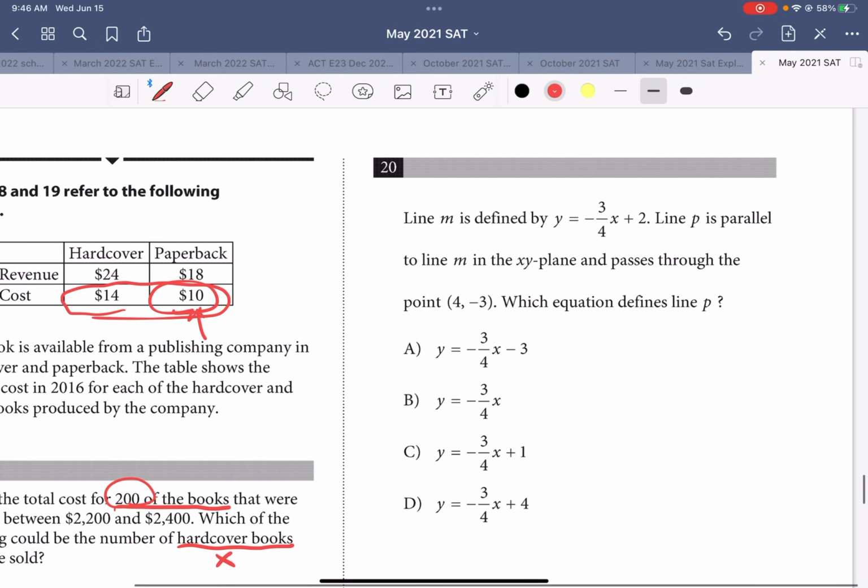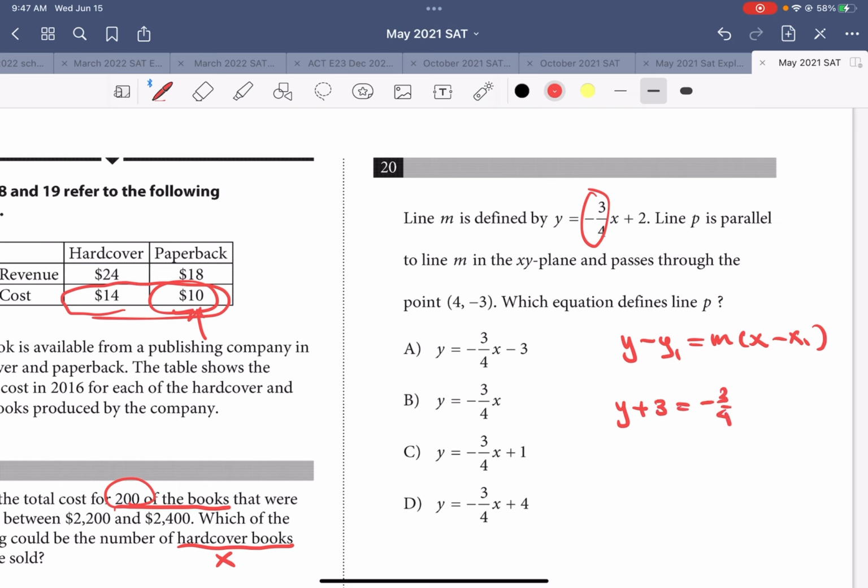Number 20. Line M is defined by y equals negative 3/4 x plus 2 and line P is parallel. Okay, parallel means the same slope. All of them have the same slope. And then it passes through that point. If you remember point-slope form, that might be faster. So y minus y1, so y plus 3, slope negative 3 over 4 because parallel, x minus 4.